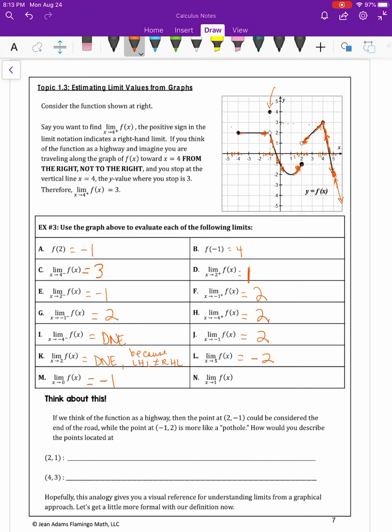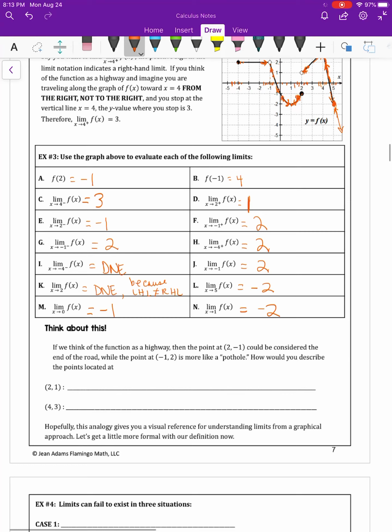The limit as x approaches 1. Again, I look at it from the left, so I'm coming in this way. And I look at it from the right, so I'm coming in this way. Either way, I'm going to hit negative 2. So this limit is negative 2 because the left-hand limit is negative 2, and the right-hand limit is negative 2.